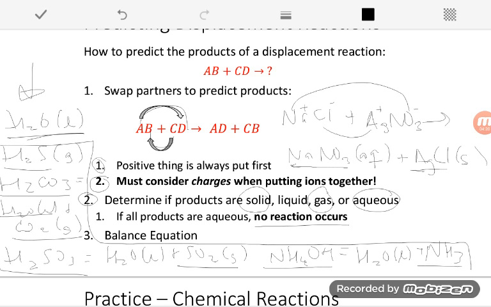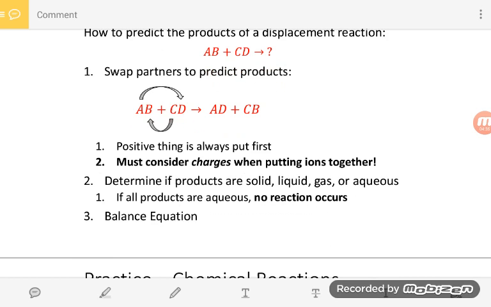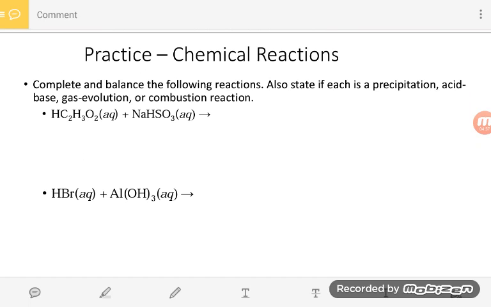Last thing, you're going to balance your equation. This one's easy. This one's already balanced, but we're going to see that's not always the case. So after you predict your products, determine if they're solid, liquid, gas, or aqueous, then you're going to finish up by balancing your equation. So I showed us a baby example there. Let's look at some more complicated ones.